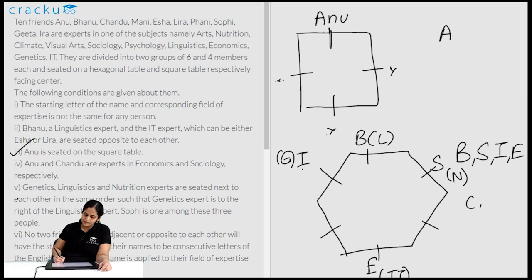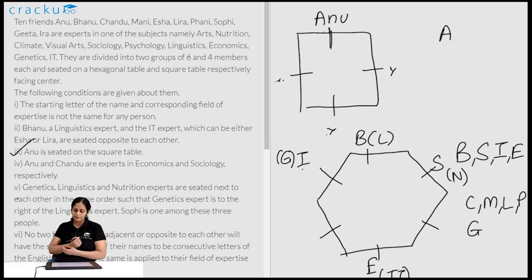So who is left? C is left, M is left, Isha is done, Lira is left, and Funny is left, Sophie is done, and Geeta is left, and Ira is done. Okay, so C, M, L, P, G are left. Now I have found out for all of these 4 what their fields of expertise are also. In case of Anu, this field is economics. Okay, so let me actually tick off the information that I have already used.